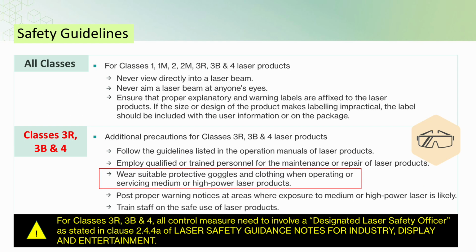These are the safety guidance when different classes of laser products are used. As a user, 1. Never view directly at a laser beam. 2. Never aim laser beam at anyone's eyes. 3. Understand the information of explanatory and warning label, which manufacturer affix on the laser products. For Class 3R, 3B, and Class 4 laser product, the EMSD provides much stricter guidelines, including appointment of a designated laser safety officer to handle all the control measures, and wearing protective goggles and clothing.